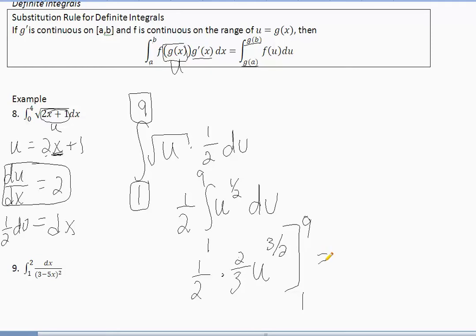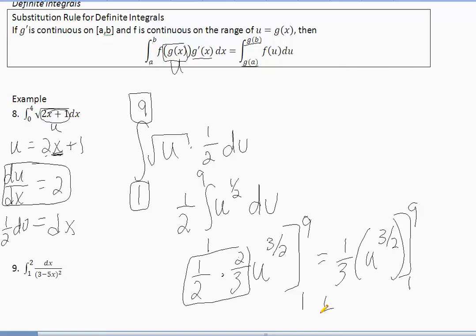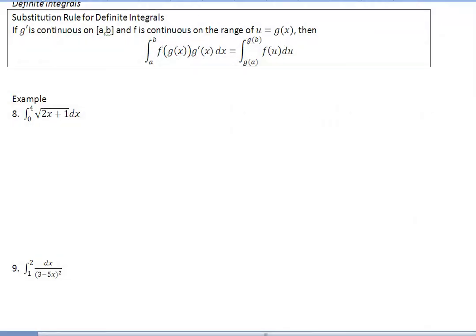Just for algebra, 1/2 times 2/3 is 1/3. You can leave that in front and then just do 1 to 9. So you could leave the 1/3 in front and plug in 9 to the 3/2 minus 1 to the 3/2. Any constant like that you can leave in front. You don't have to carry it with each part. You should get 26/3. Okay, let's just do a couple others.